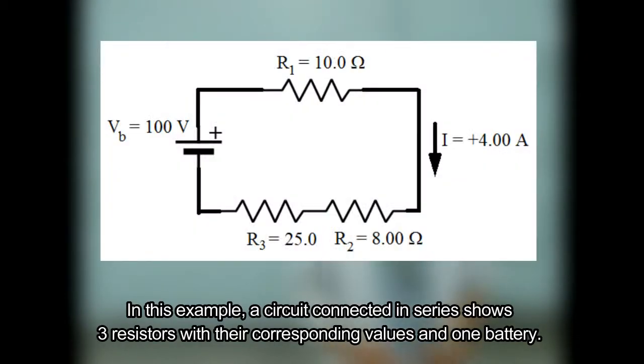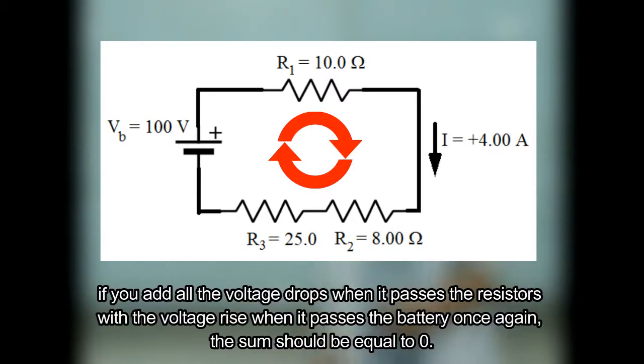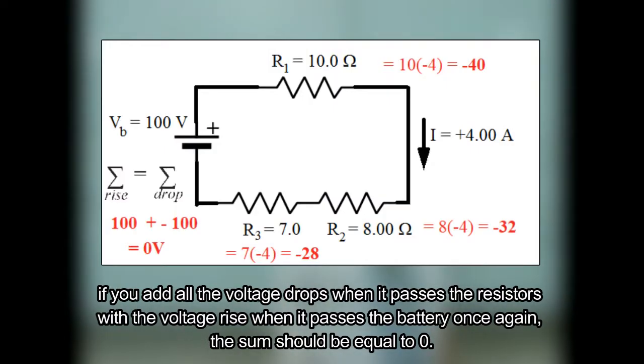In this example, a circuit connected in series shows 3 resistors with their corresponding values and 1 battery. Assuming that the direction of the circuit is clockwise, if you add all the voltage drops when it passes the resistors, with the voltage rise when it passes the battery once again, the sum should be equal to 0.